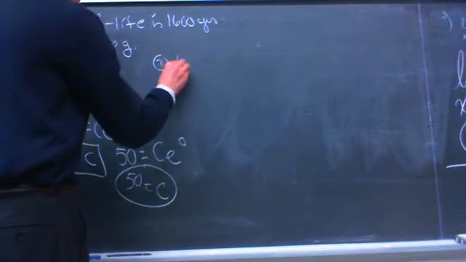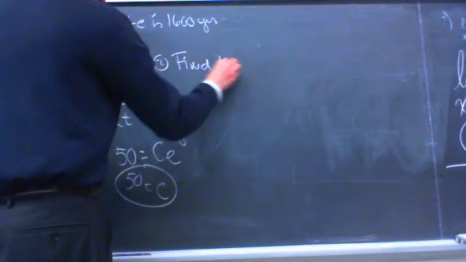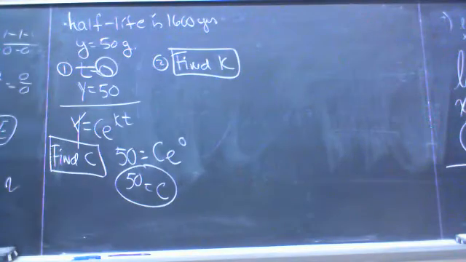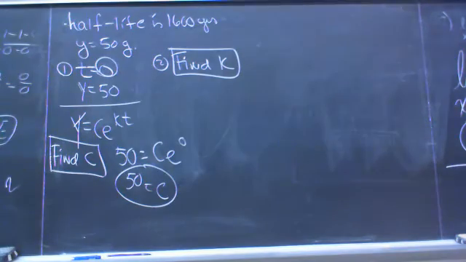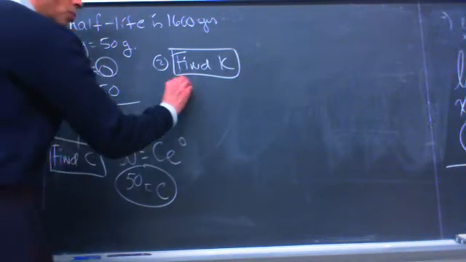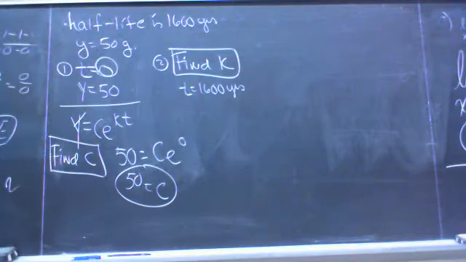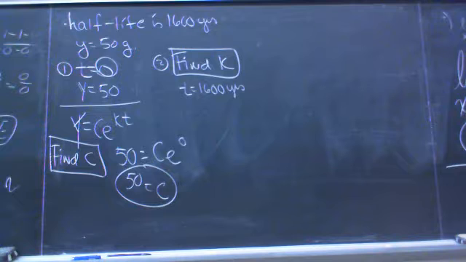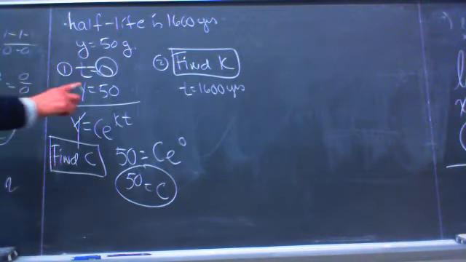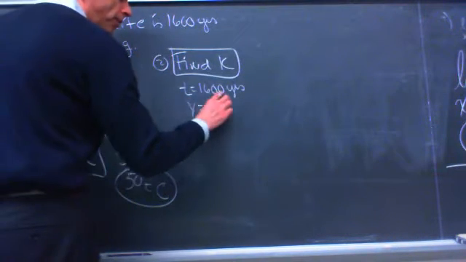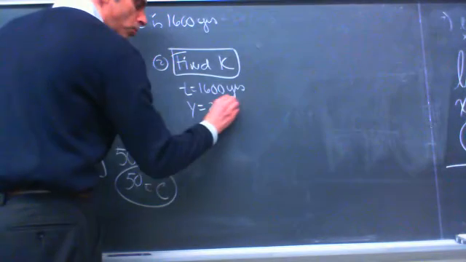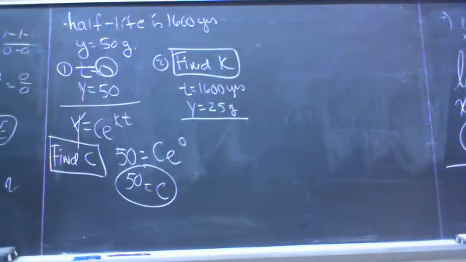Next step, you are going to find your constant k. So the first step is to find C, the coefficient. The next step is always finding the value of k. We know that when time equals 1,600 years, the half-life, we have how much remaining at that time? 25 grams, because that's half of 50. And the half-life is 1,600 years, so we'll have 25 grams remaining in 1,600 years.